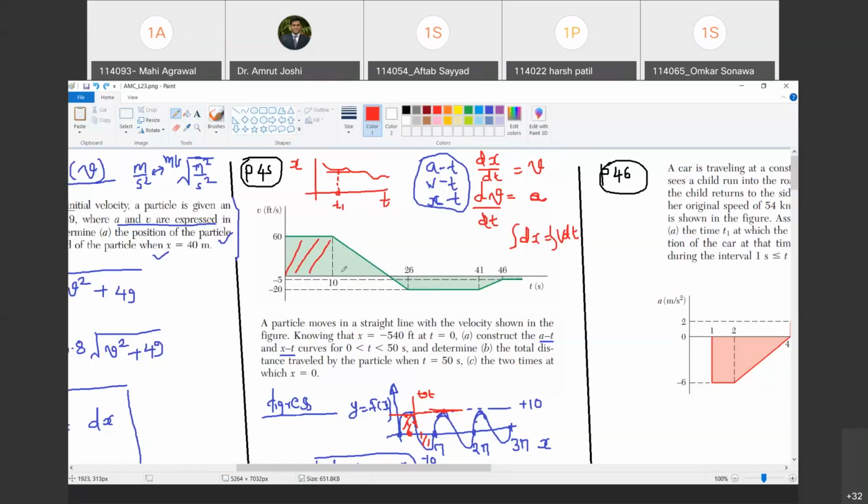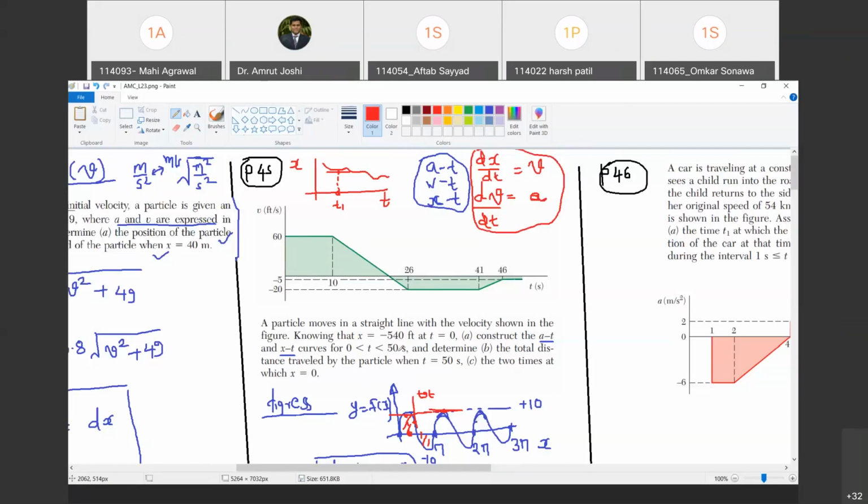So now pay attention here. Let us try and use these relationships to solve the problem. The part where it says construct the a-t and x-t curves, we will do that at the very last. Are you with me? Yes, sir.